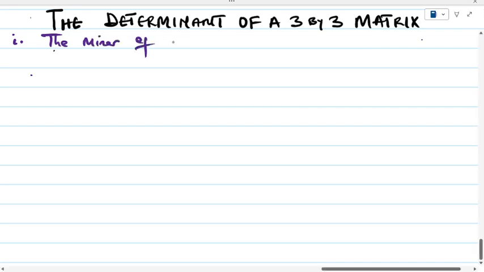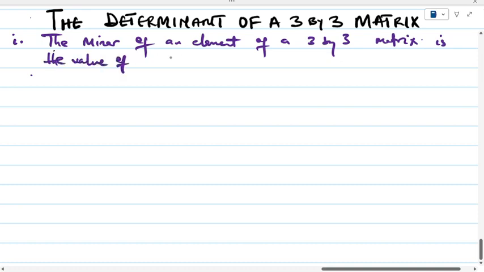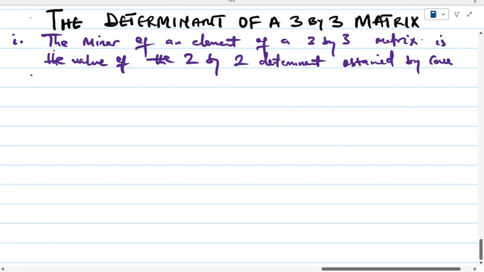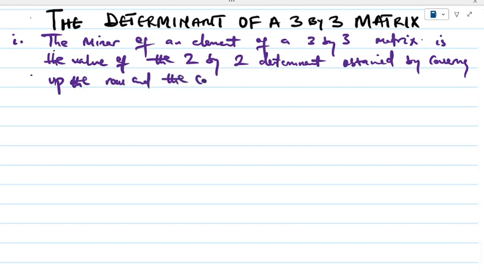So the minor of an element of a 3 by 3 matrix is the value of the 2 by 2 determinant obtained by covering the row and the column containing that element.